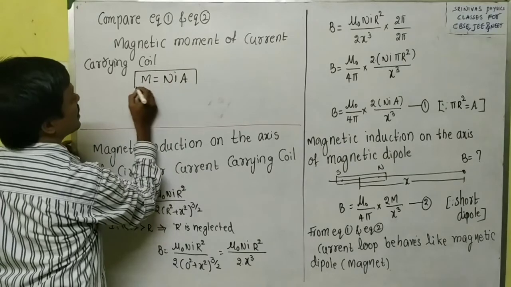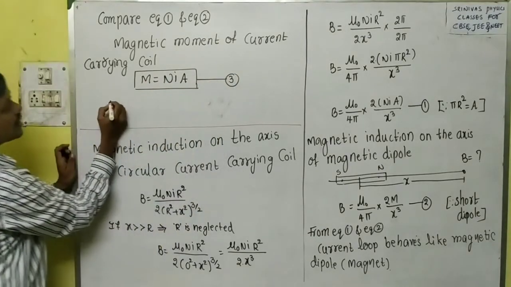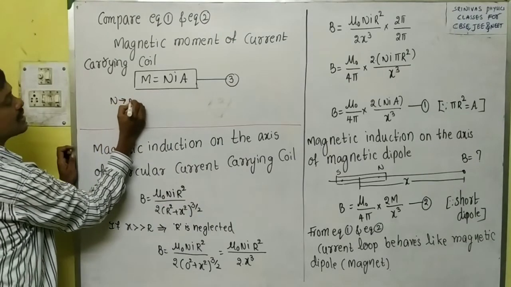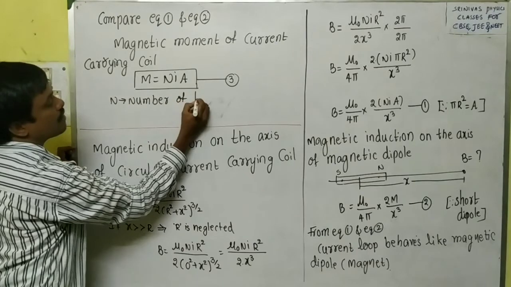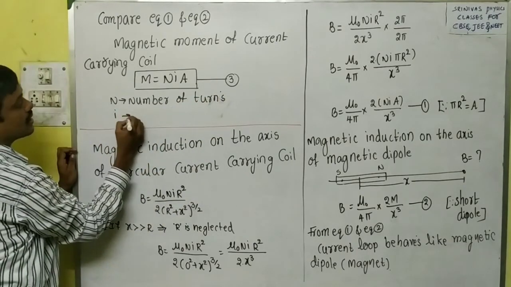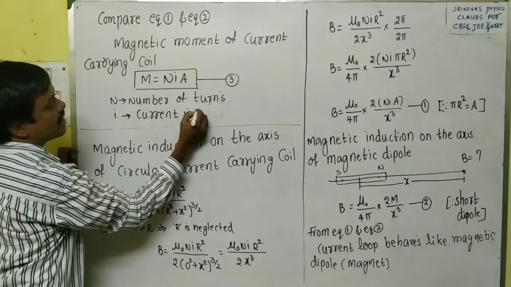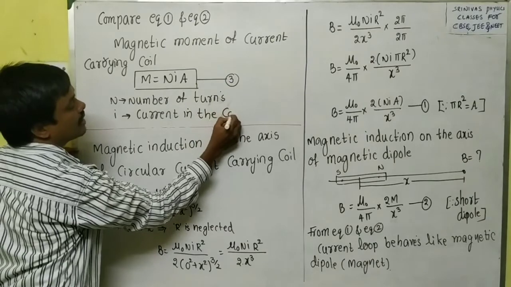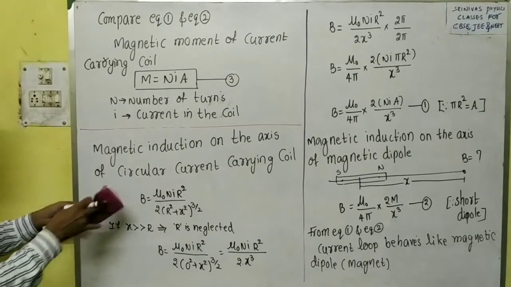This is a very important formula. This is equation 3. What is N here? N is the number of turns. I is the current in the coil. A current carrying coil behaves like a magnet. This is already completed.